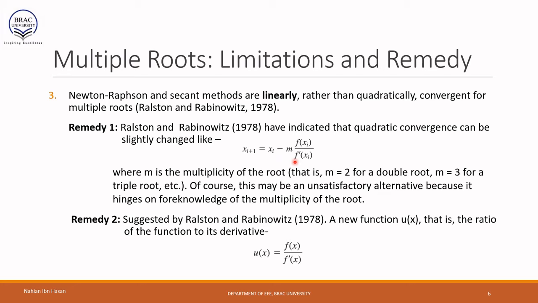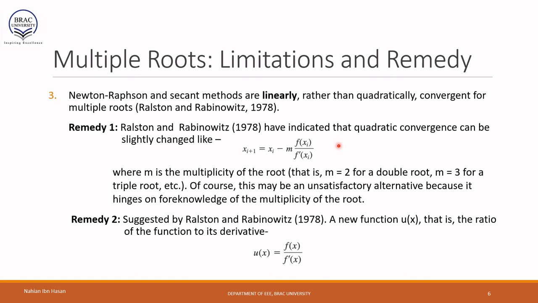Whenever our function has multiple roots, whether it is a double root or triple root or quadruple root, the value of m is going to change accordingly. That means the method is no longer linearly convergent, rather it is quadratically convergent or of higher order. So this modified function is more suitable for higher multiple order roots.